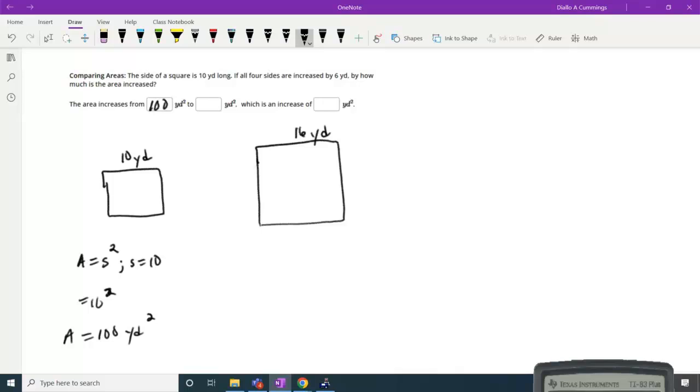Next, I want to find the area for my second square. So again, the area is equal to a side squared. In this case, we're going to substitute a side for 16 yards. So 16 squared is 256 square yards.